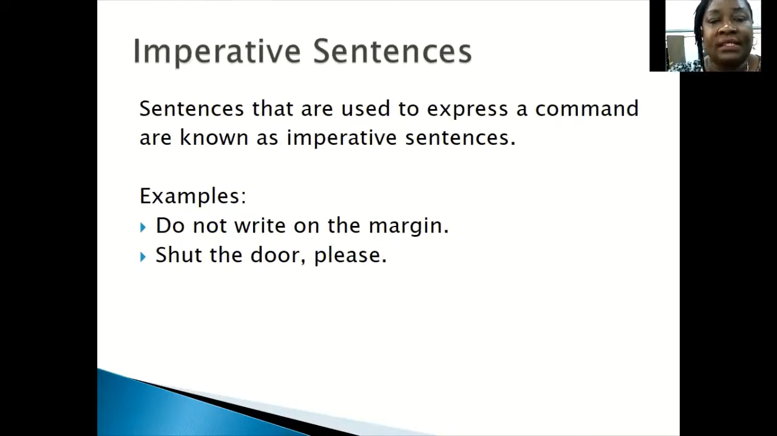Imperative sentences are sentences that are used to express a command. For example, we have, do not write on the margin. Another example is, shut the door, please. So in those sentences, you see that there's some form of command that is being expressed. And when you have a sentence that expresses a command, they are known as imperative sentences.